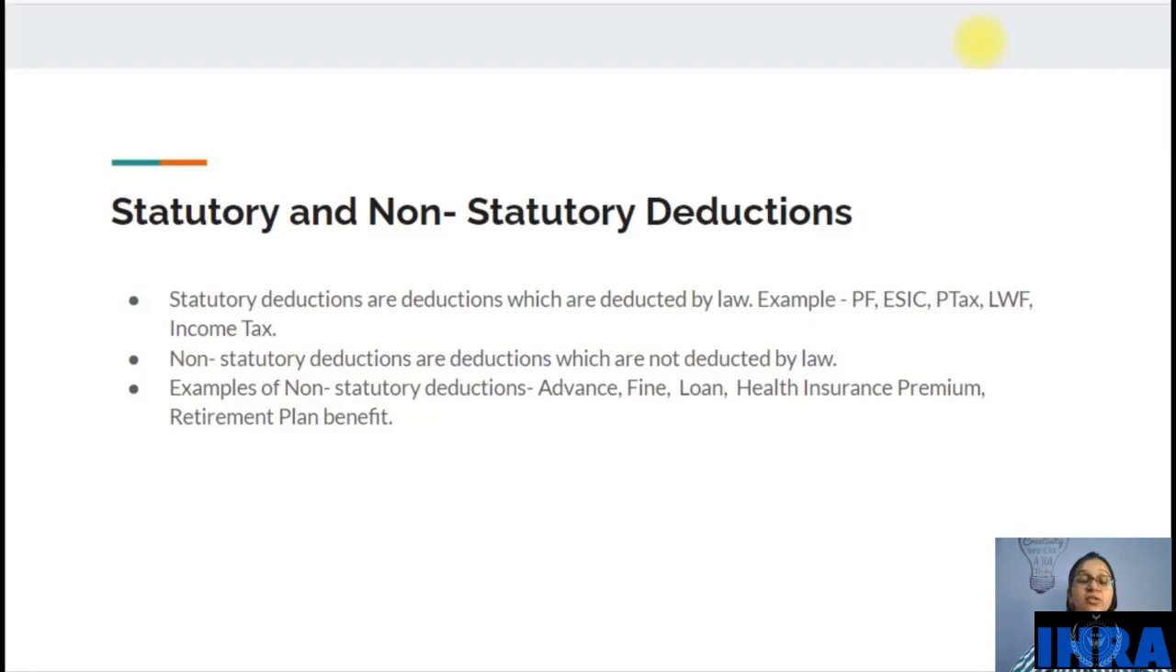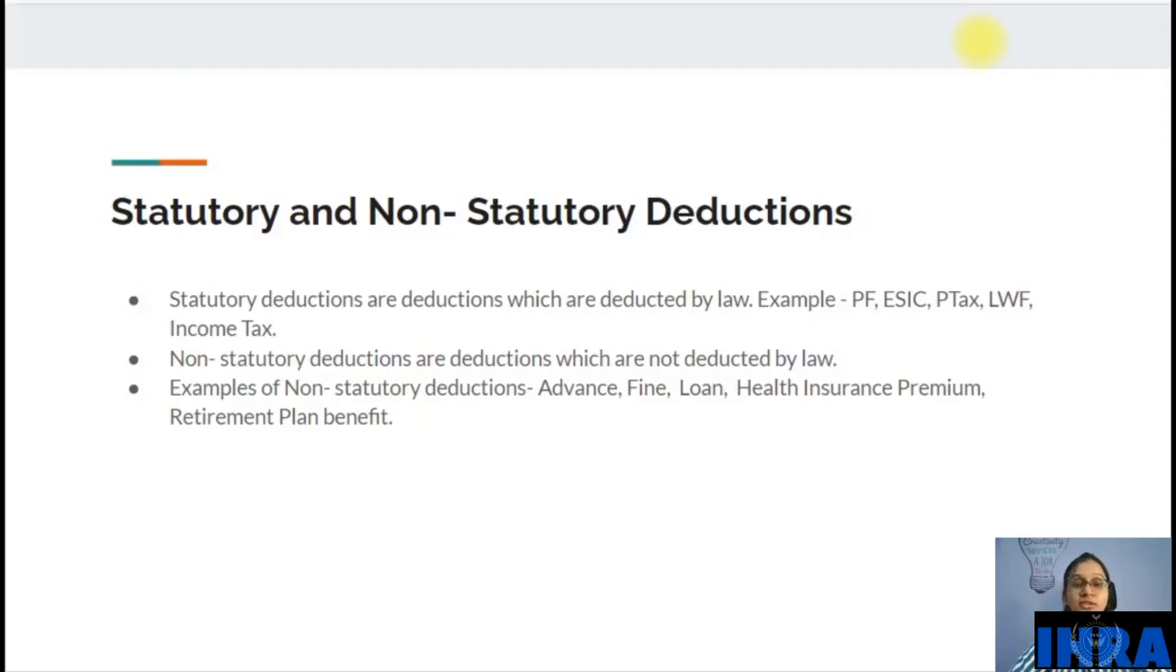That means that all these deductions are mandatory by the law. So these are known as statutory deductions. Before giving the salary to the employees, before remitting the salary, these deductions are made.